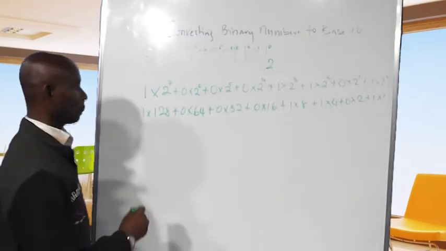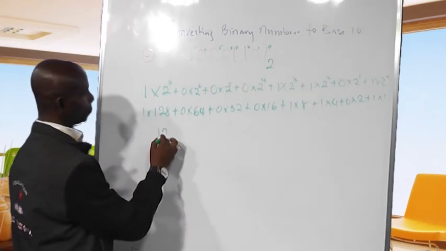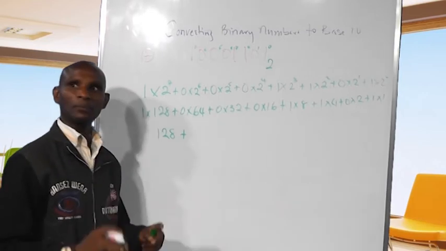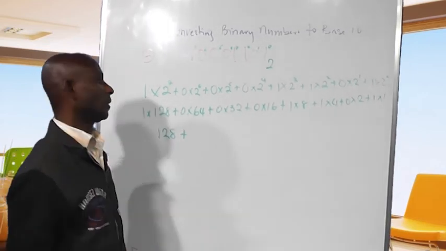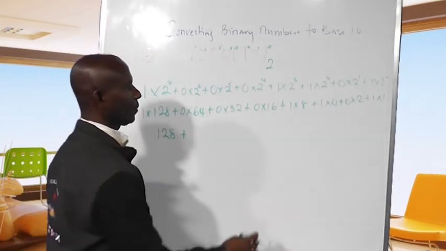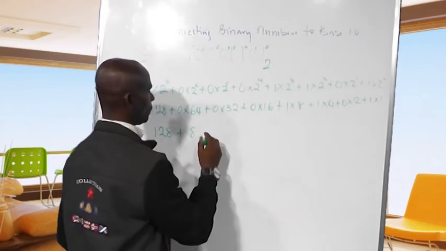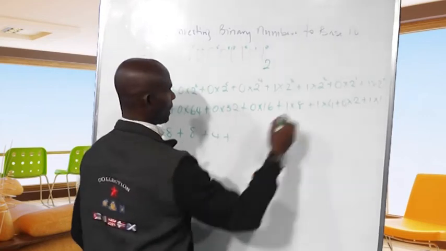Now let's summarize or simplify. We have 1 times 128 is 128, plus 0 times 64 is 0. Anything multiplied by 0 is 0. 0 times 32 is 0. 0 times 16 is 0. 1 times 8 is 8. 1 times 4 is 4. 0 times 2 is 0. 1 times 1 is 1.